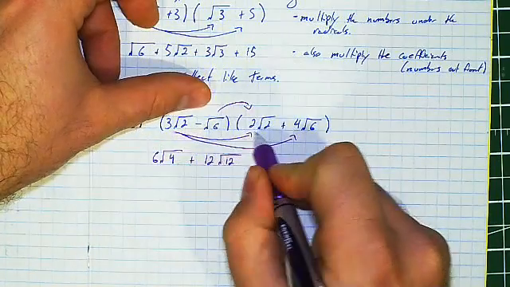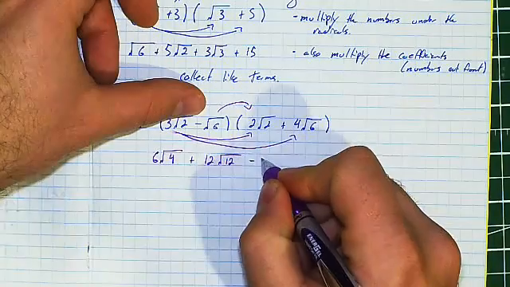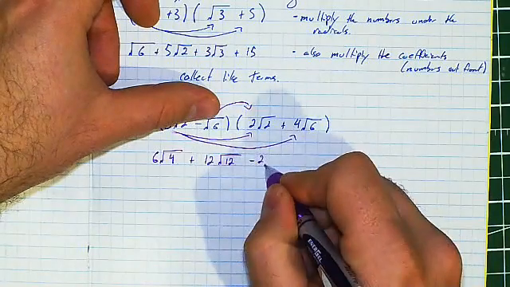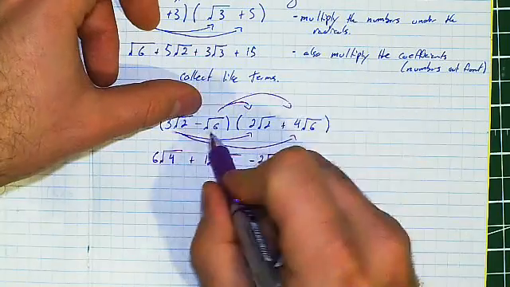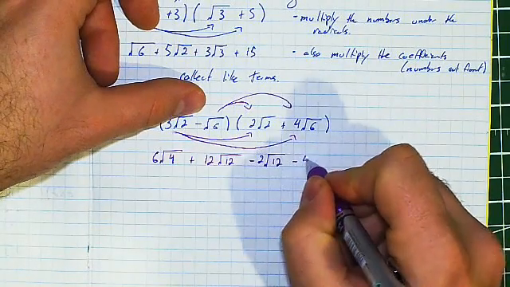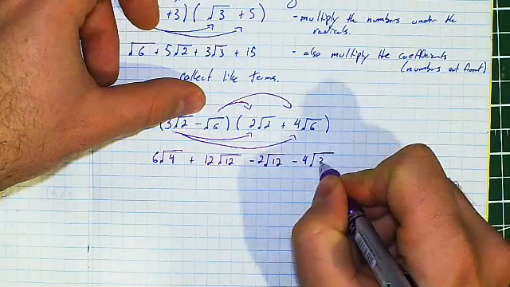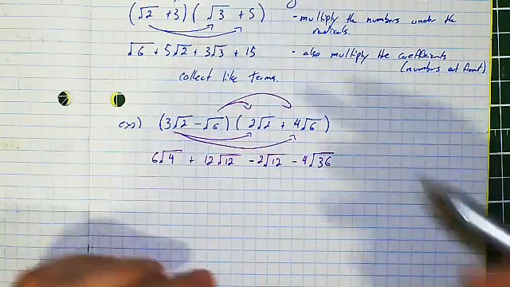We're going to have negative root 6 times 2 root 2. So negative 1 times 2 is essentially negative 2, and 6 times 2 would give us root 12. And last, we're going to have negative root 6 times 4 root 6. So we're going to have negative 4 times root 36.